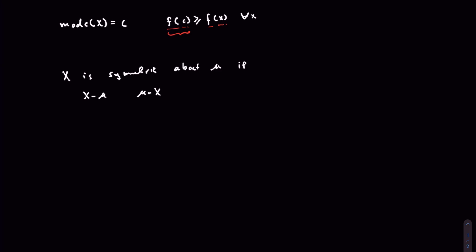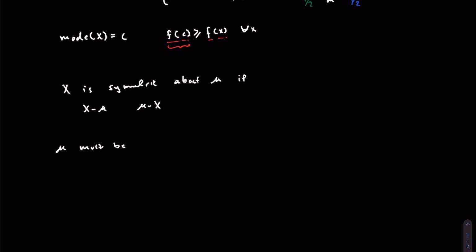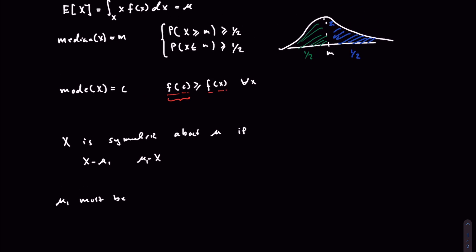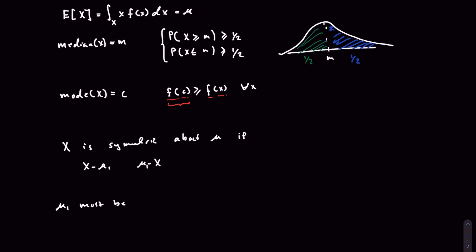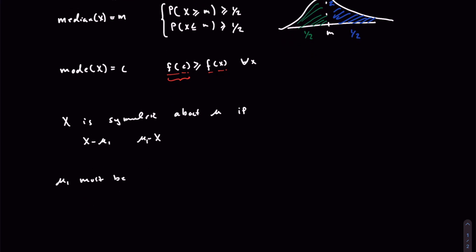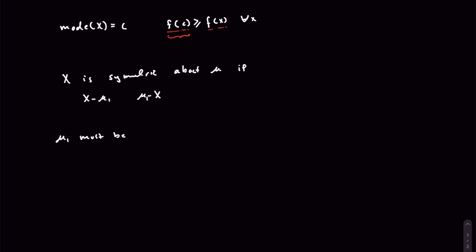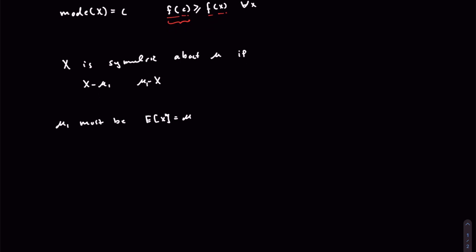Okay, and now we're going to show that mu must be, it's a little unfortunate to use the same notation here. Let me just do mu1 here, just to make this different from this mu that we are supposed to show. So we're not assuming it to be the mean to begin with. So mu1 must be the expectation of x. So it has to be actually the mu I just mentioned earlier.